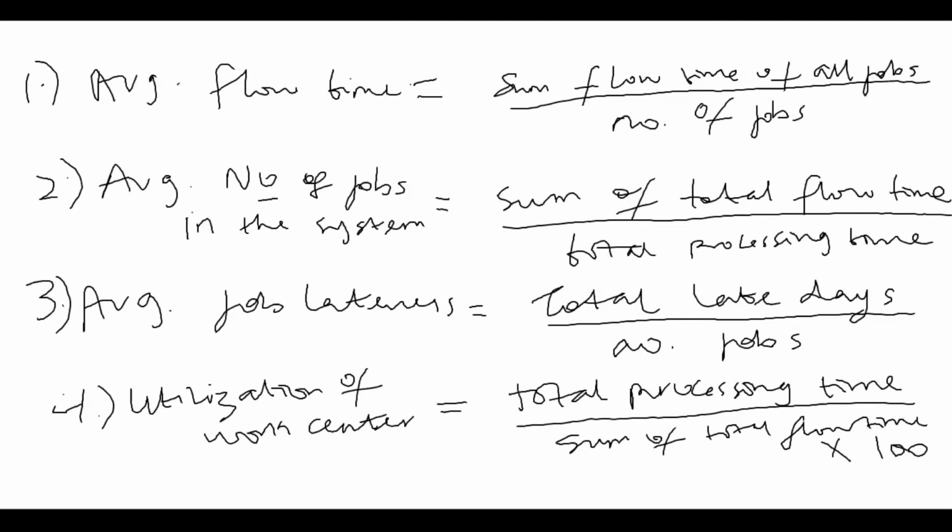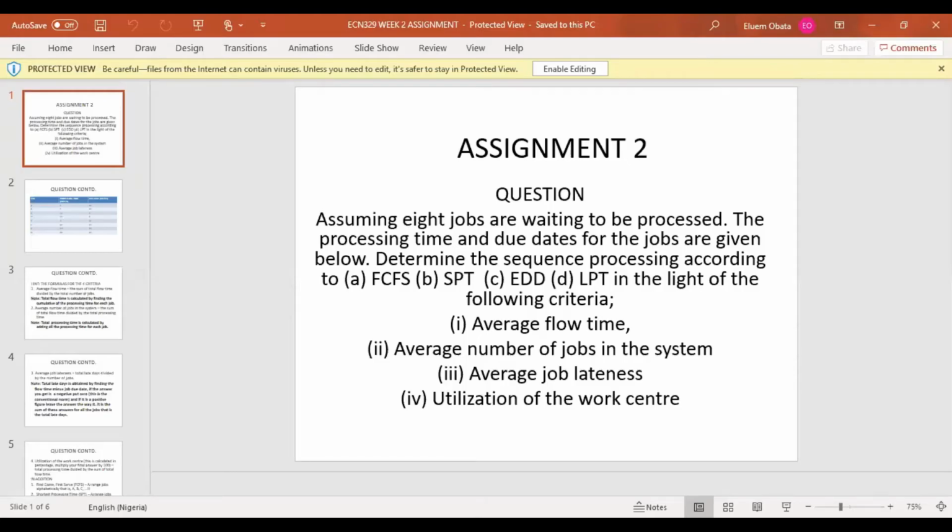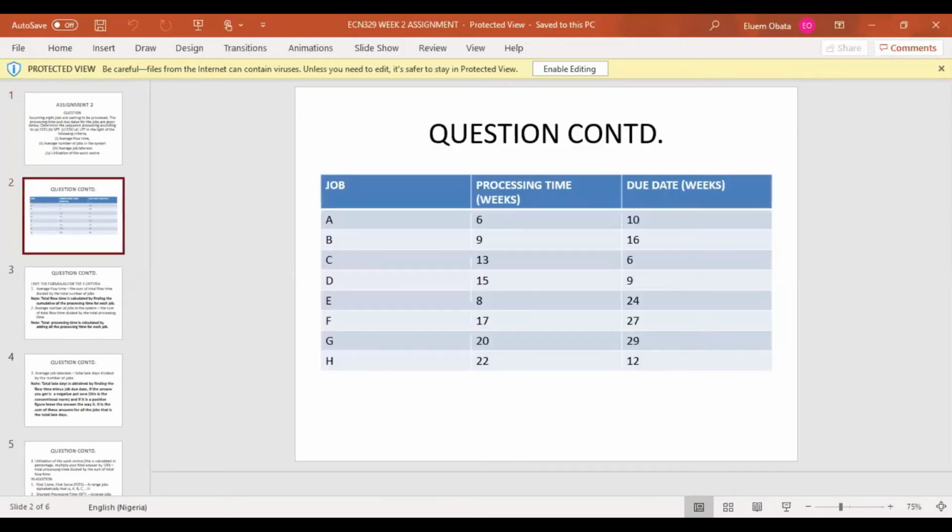So with this bad handwriting, let's move on to the question. So let's carefully take a look. Assuming 8 jobs are waiting to be processed, the processing time and due dates for the jobs are given below. Determine the sequence processing according to first come, first serve. So they've given us these 4 priority rules that we should use to calculate the following. And you'll soon see the difference between using one priority rule and using the next. So let's go and look at our table.